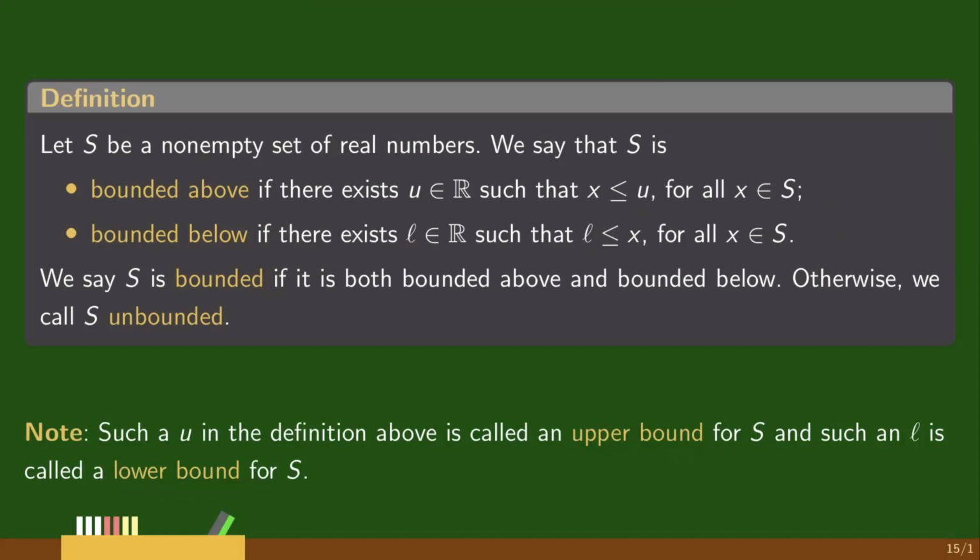Now, if the set is not bounded, it means either it is not bounded above or it is not bounded below. In other words, if either of the two does not hold, for example it has no upper bound or it has no lower bound, you say that the set is unbounded. Okay?